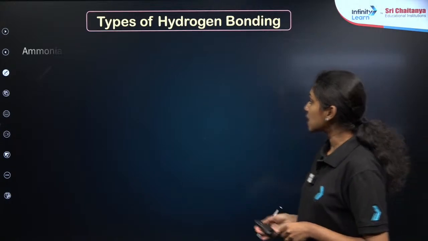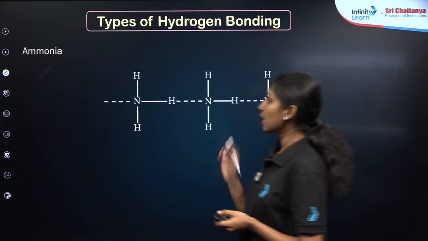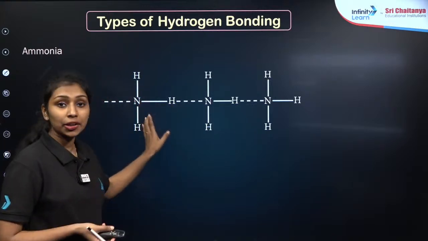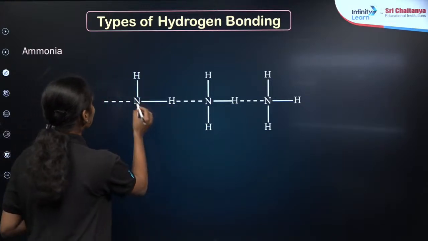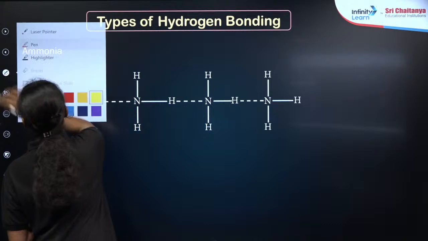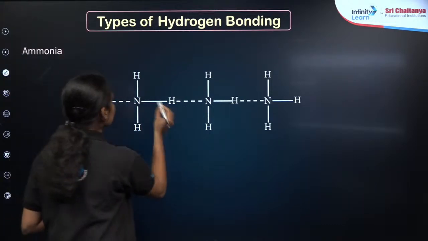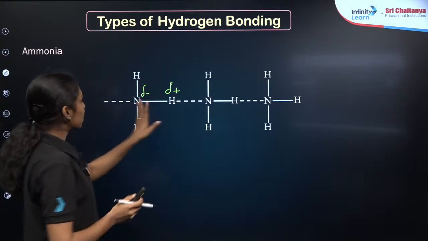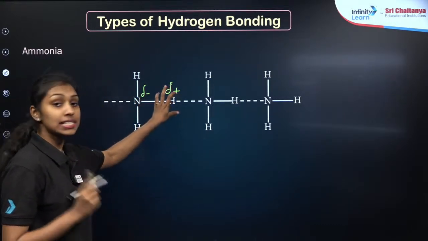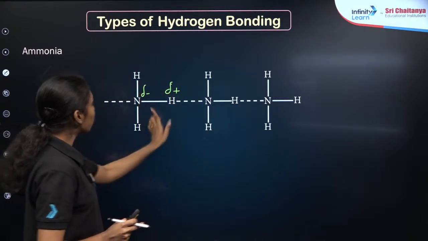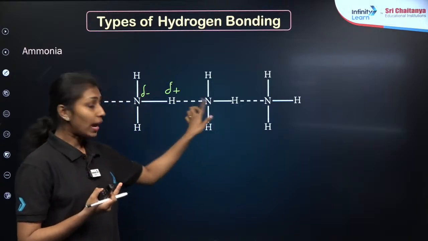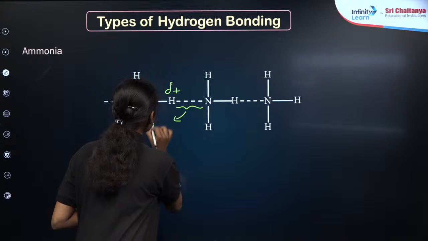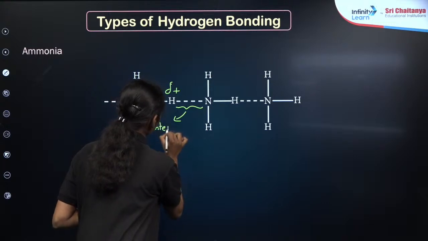Now here are some more examples. That is the ammonia molecule, right? In the ammonia molecule, the hydrogen atom is bonded to the highly electronegative nitrogen atom. So when we look at the electronegativity difference, you will see it acquires delta positive on hydrogen and delta negative on nitrogen, right? Due to this difference, one of the hydrogen atoms from the first ammonia molecule will bond to the nitrogen atom of another ammonia molecule, right? So these dotted lines exhibit the intermolecular hydrogen bonding here.